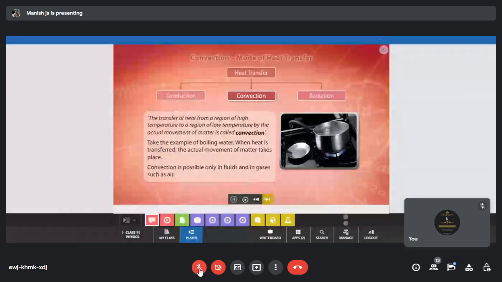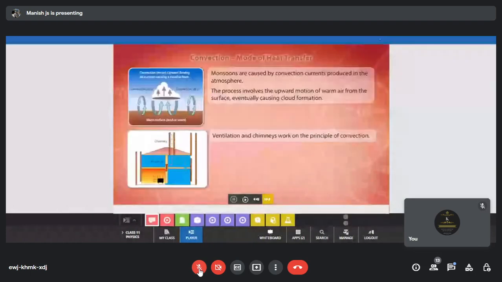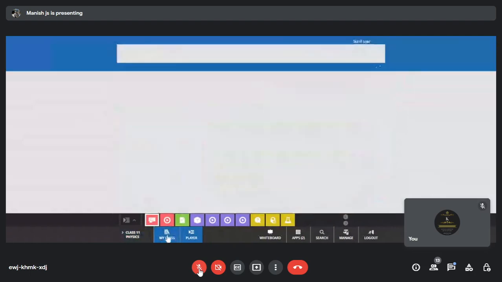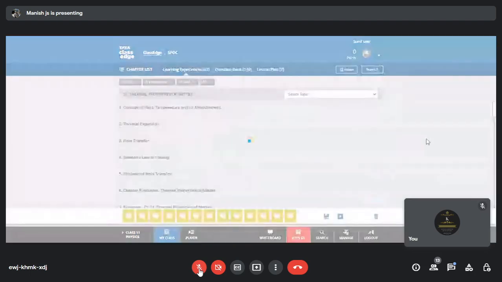So methods of heat transfer, we have already seen. Convection, conduction, radiation and their examples we already saw. We also discussed real life examples in the last class, so we are not going into this again. We'll go to the concept-oriented topics of the chapter that we learned today. We will continue with that.